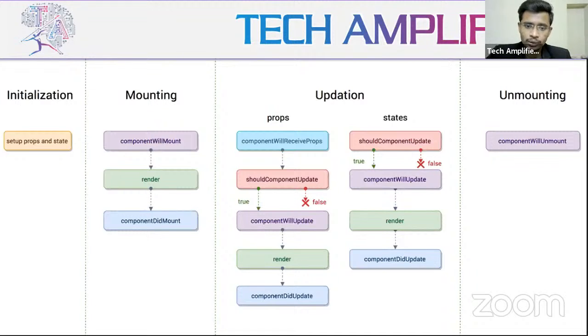Now the second step of this process: shouldComponentUpdate. If yes, then it will update the component. If no, then it will stop wherever it is. After updating, the render function will be called, and the render function will execute and show the updated data. Let's take an example.